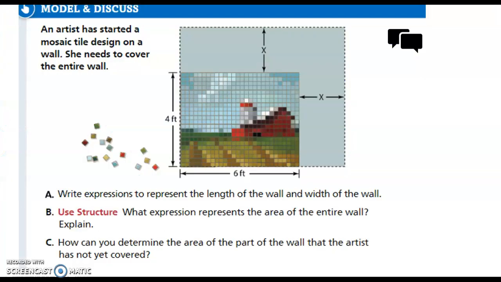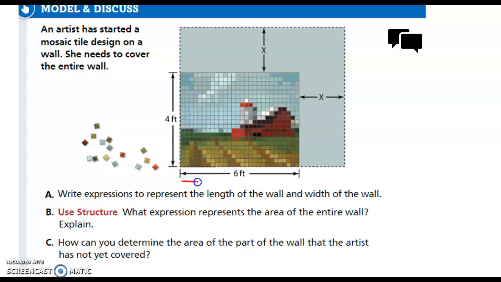In class, we're going to start by discussing this example. An artist has started a mosaic tile design on a wall. She needs to cover the entire wall. Right now, she has 4 feet by 6 feet complete, but she's missing some parts of it. So we want to write expressions to represent the length of the wall and the width of the wall.